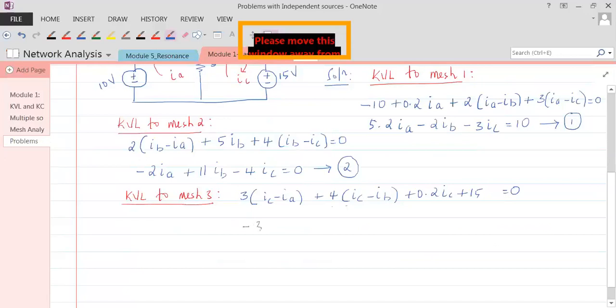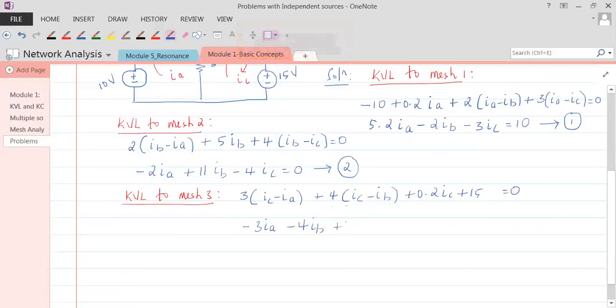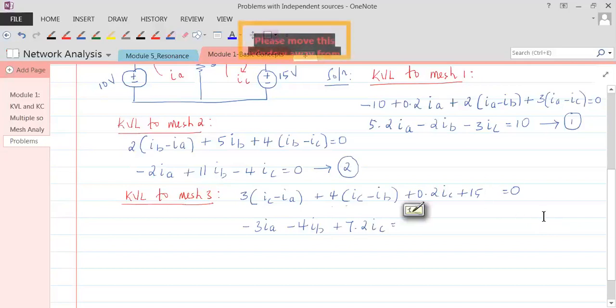It is minus 3 IA. How many IBs? Minus 4 IB. How many ICs now? 3 plus 4, 7 IC, 7 plus 0.2. So it's plus 7.2 IC equal to this plus 15 would come to the right hand side. So it would be minus 15 on the right hand side.